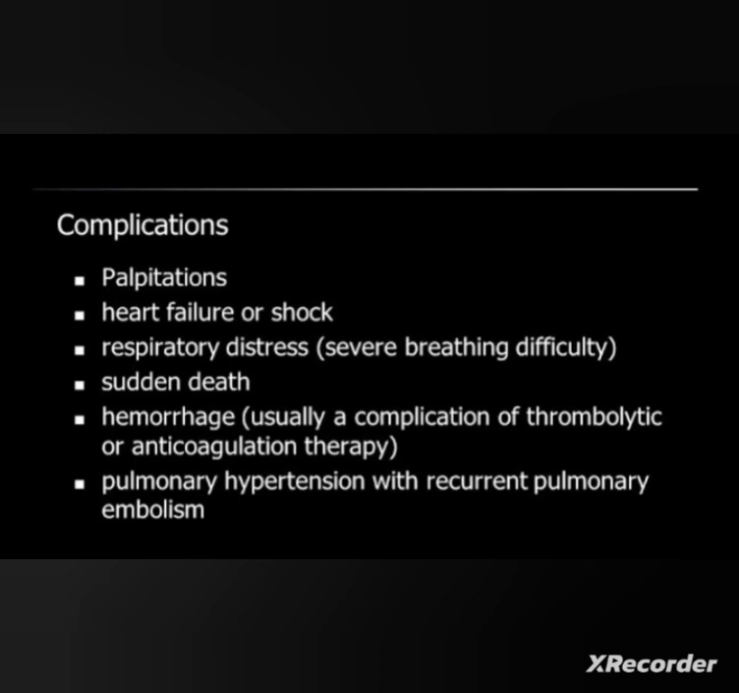So the main complications are palpitation, heart failure or shock, respiratory distress, hemorrhage, then pulmonary hypertension with recurrent pulmonary embolism. The main complication is sudden death, and shock is also associated with that. Along with that, there may be a chance for respiratory failure, pulmonary hypertension, and pulmonary infarction. These all are the complications associated with pulmonary embolism.